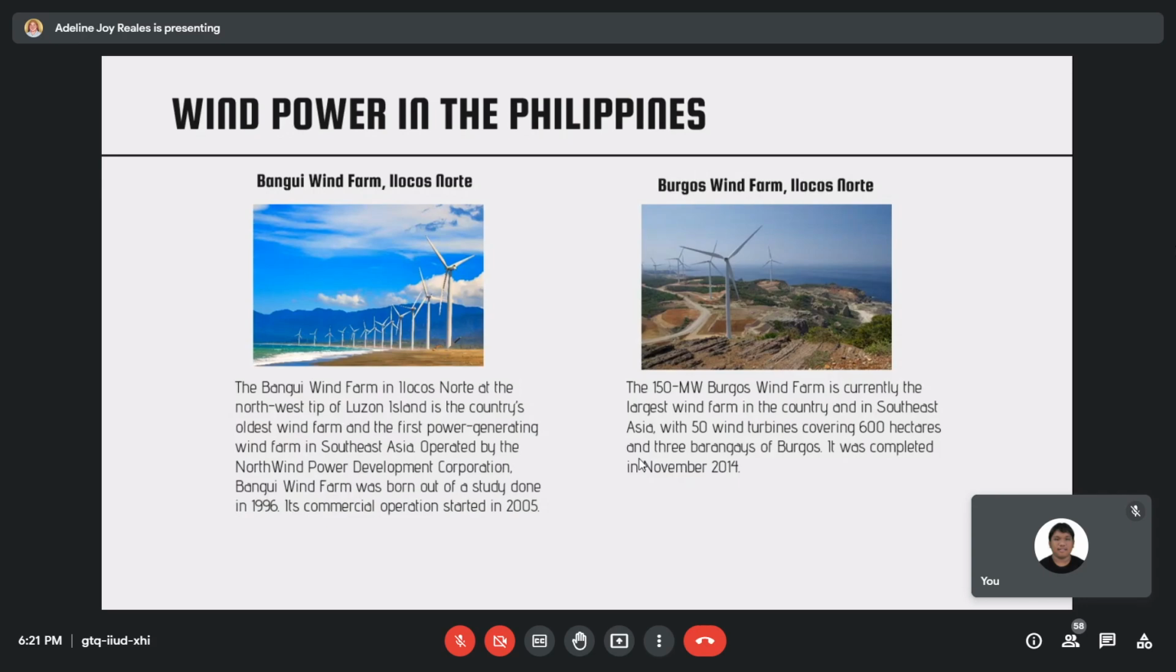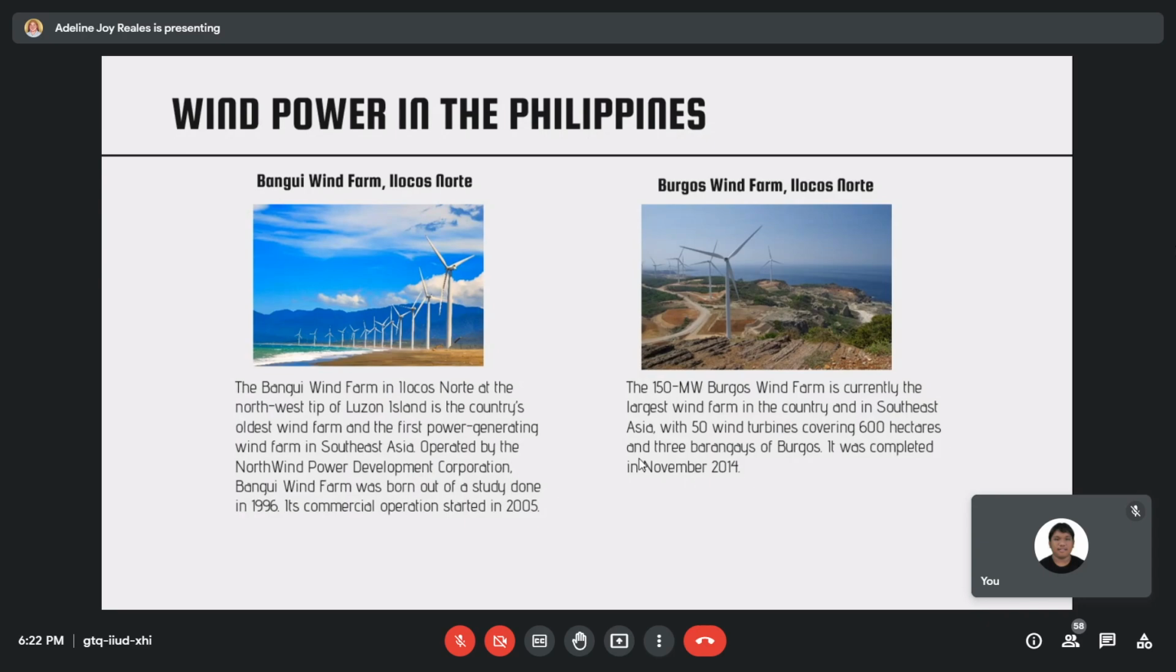So first is the Bangui Wind Farm in Ilocos Norte. At the northwest tip of Luzon Island is the country's oldest wind farm and the first power-generating wind farm in Southeast Asia. Operated by the North Wind Power Development Corporation, Bangui Wind Farm was born out of a study done in 1996, and its commercial operation started in 2005.